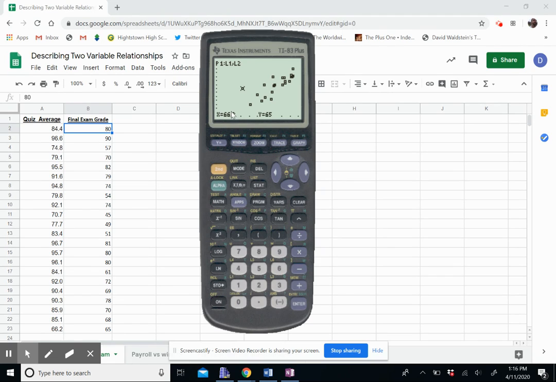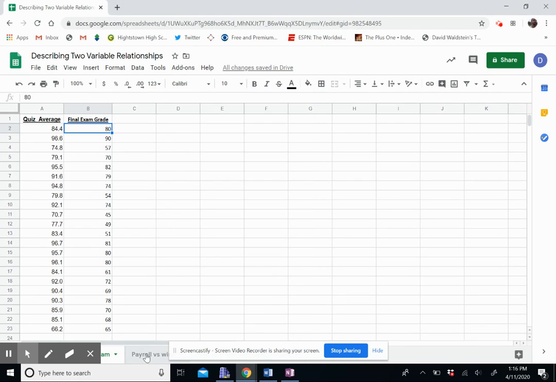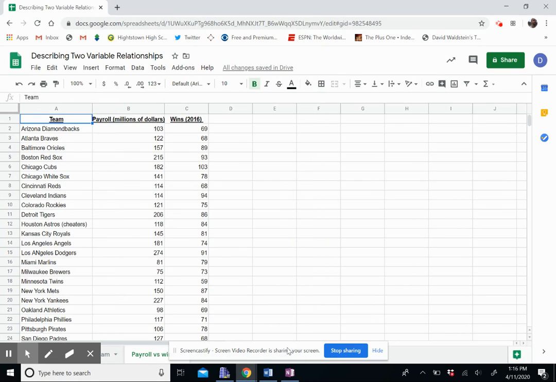Our form, this looks to be pretty linear. It's not great, so in terms of strength, I would say this is a moderate linear positive association with either none or one outlier. Okay, so that's your first example. Let's try another one.